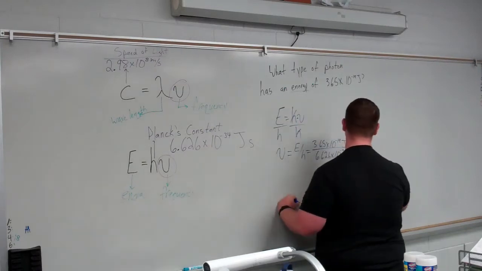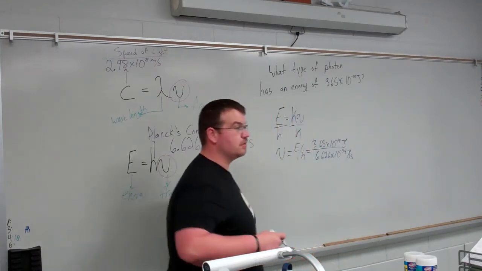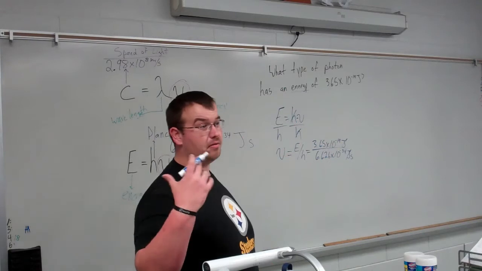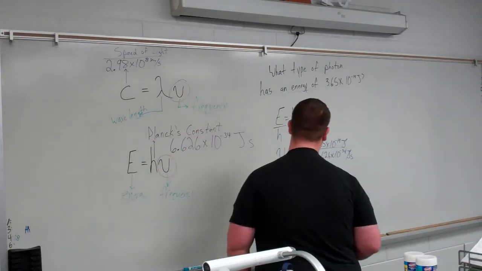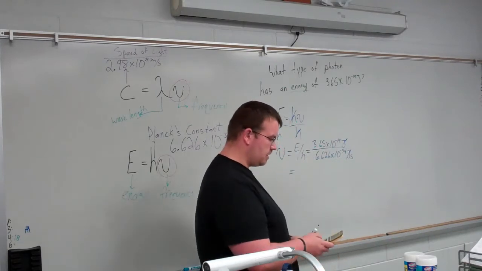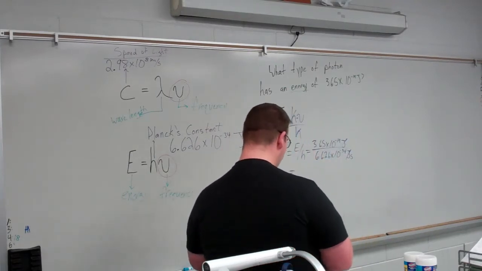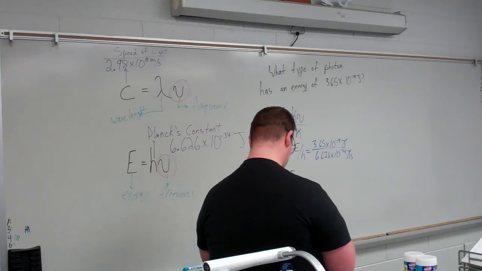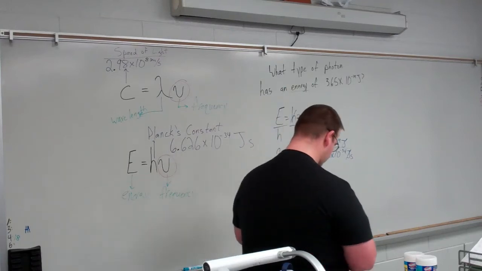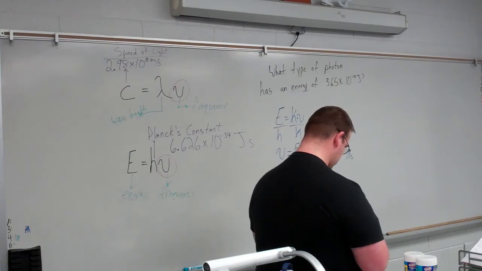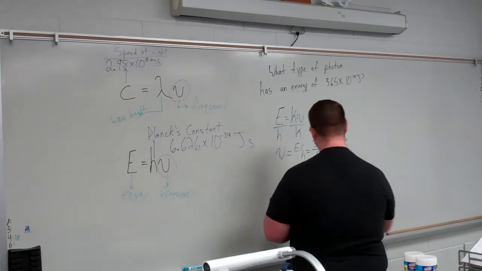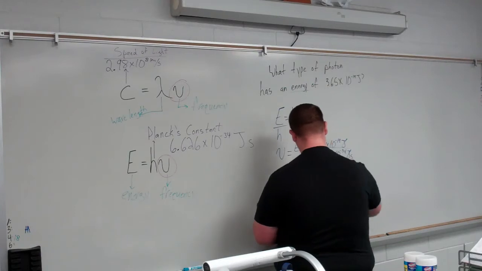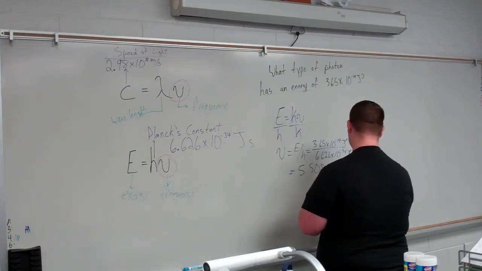The joules cancel and it leaves me with seconds on the bottom, which is equal to inverse seconds, which is 1 over seconds, or seconds to the negative 1, and it's also known as hertz. So we punch that in the calculator. You should, by this point, be able to punch this stuff in the calculator, hopefully. 3.65 divided by... 5.5086 times 10 to the 14 hertz.